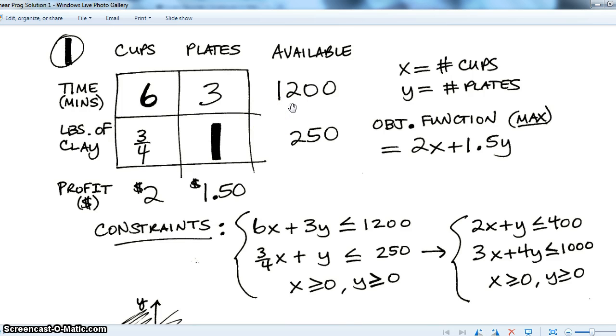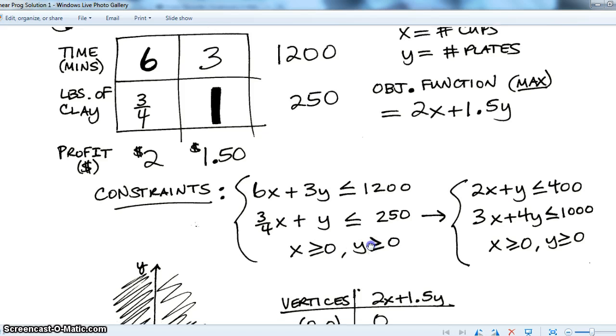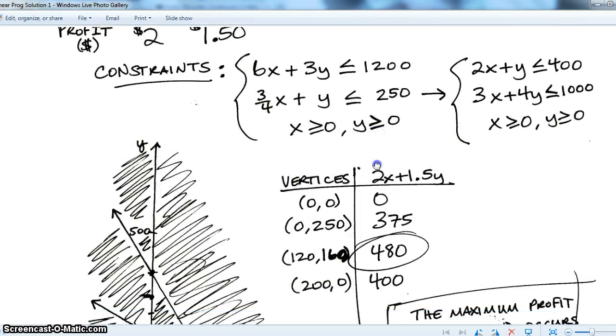So I put everything in terms of minutes, so I converted the 20 hours to minutes. 3/4 x plus y less than or equal to 250. That's saying that we have 250 pounds of clay available. And what I like to do with these is reduce all the common factors and then get rid of the fractions. So on this one I divided through by 3 to make that into 2x plus y less than or equal to 400. It's a little easier. And 3x plus 4y less than or equal to 1000, multiplied through by 4 to clear the denominator. Just makes it easier to graph the feasible set.